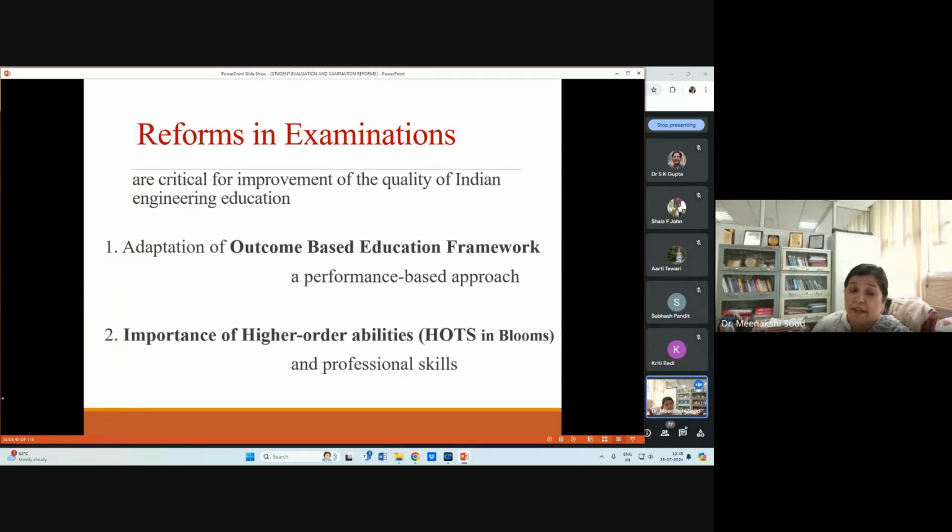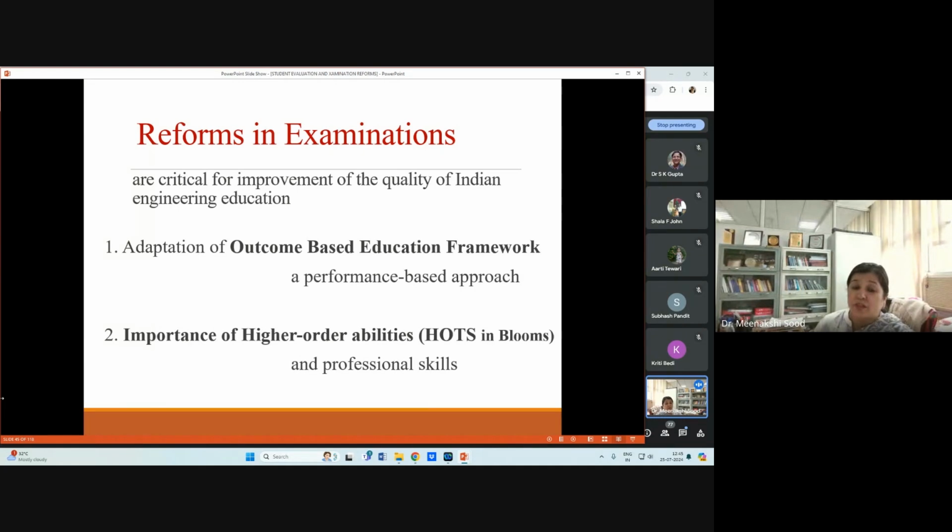The first one is adoption of outcome-based education framework. It is the pillar, or I would say, foundation stone of any academic system. Yesterday also I was at Triple IT Sonipat, IIT Delhi. I took a session on outcome-based education. That is the main approach which is going to help the entire ecosystem of education to improve the quality of the education, right?